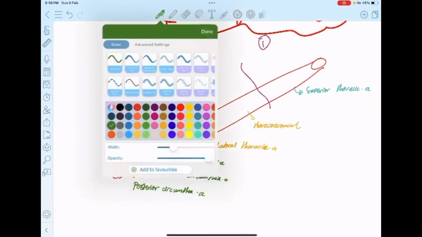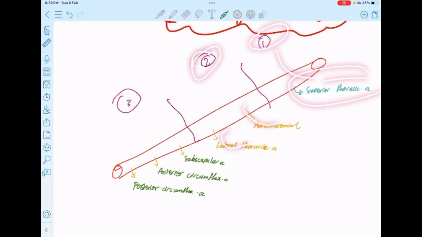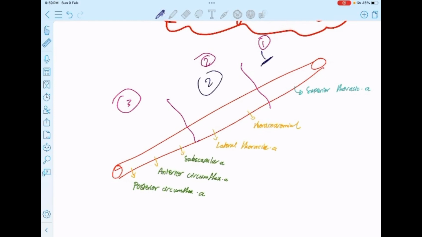This part, the axillary artery, is easy to remember. You know why? Because the first part has only one branch, the second part has two branches, and the third part has three branches. So the name of the part gives a hint to the number of branches in that part.